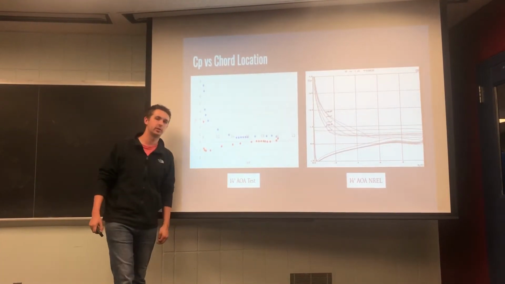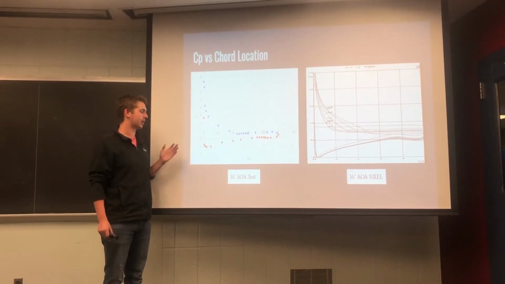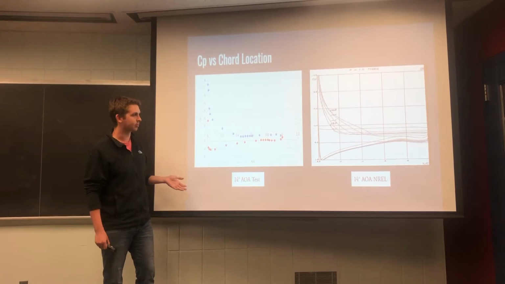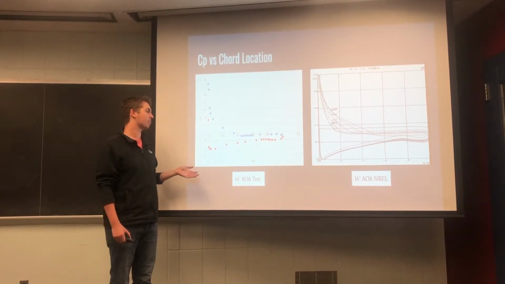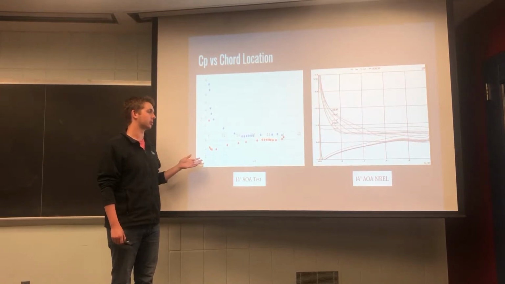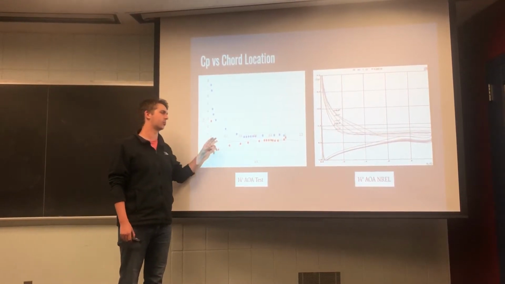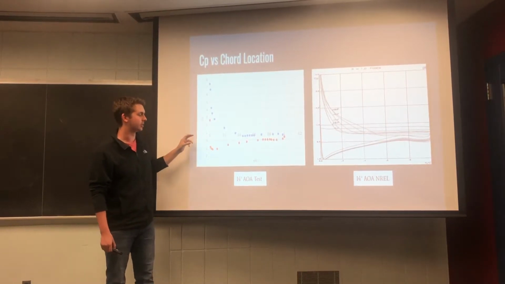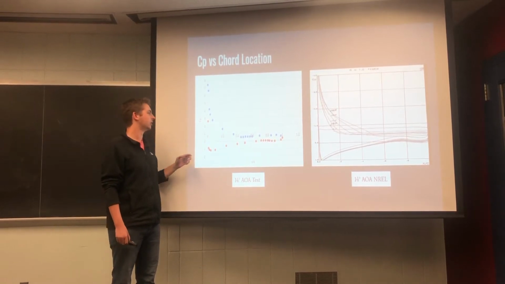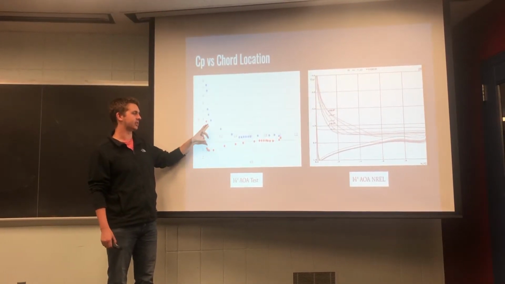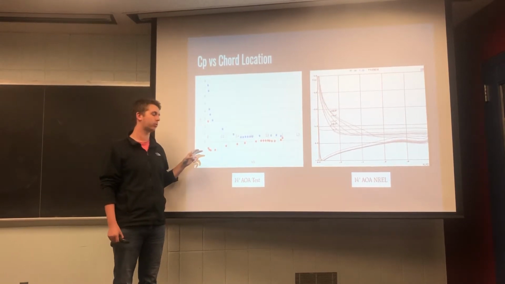Now looking at our CP versus chord ratio graph, we can see that our measured data roughly matches the NREL data. The blue dots are our upper surface and our red dots are our lower surface. So we can see the blue dots and the red dots converging on each other until they get pretty close here at around 1, which is the trailing edge. The size of this gap is the difference in pressure across the airfoil.